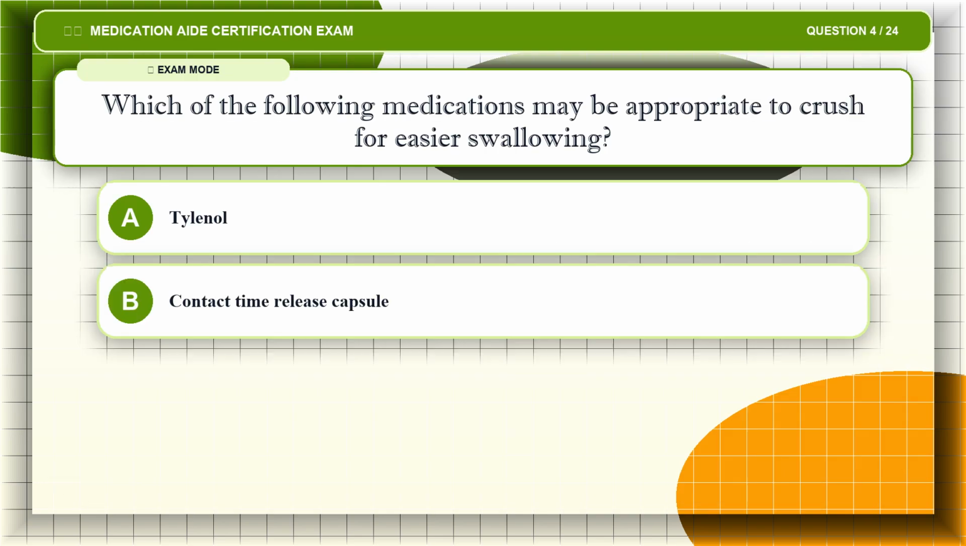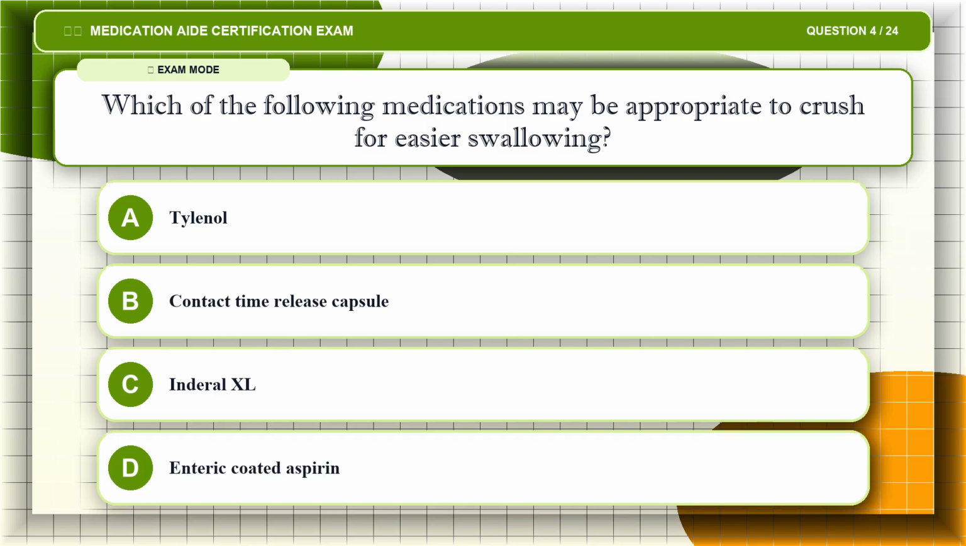Question 4. Which of the following medications may be appropriate to crush for easier swallowing? Option A. Tylenol. Option B. Contact time release capsule. Option C. Inderal XL. Option D. Enteric-coated aspirin.